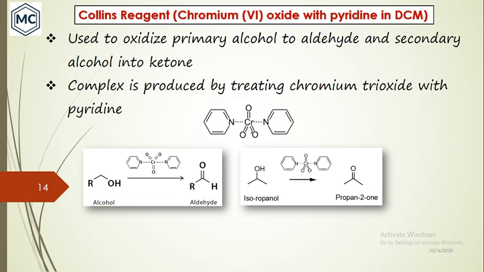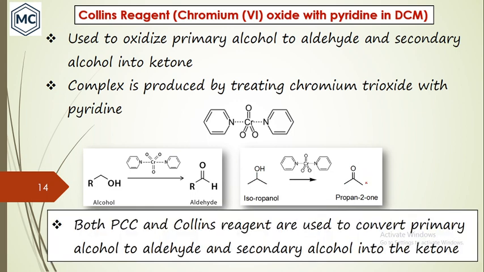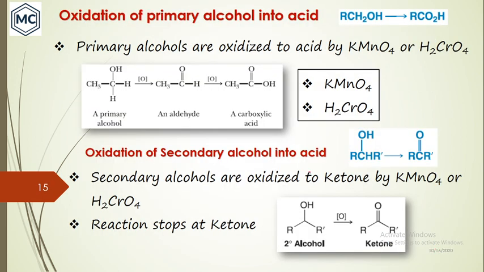That is, you can see here, chromium trioxide with 2 pyridine. So it is also used to convert alcohol into aldehyde, that is, you can see here, and secondary alcohol into corresponding ketone. And both PCC and Collin's reagents are used to convert primary alcohol into aldehyde and secondary alcohol into ketone. Please remember that reagent.